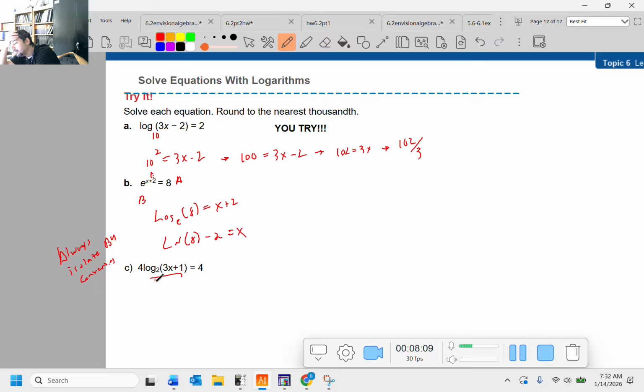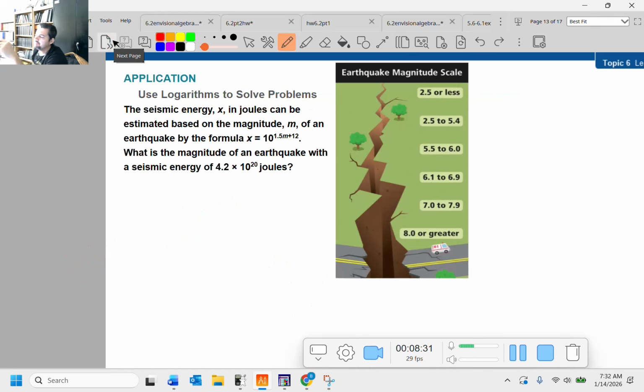Always. So we're going to divide out this 4 first. That's going to give me a log base 2 of 3x plus 1 equal to 1. Base, argument, exponent. 2 to the first is 3x plus 1. 2 to the first is 2. 2 take away 1 is 1. 1 is 3x. X is a third. Easy peasy lemon squeezy.